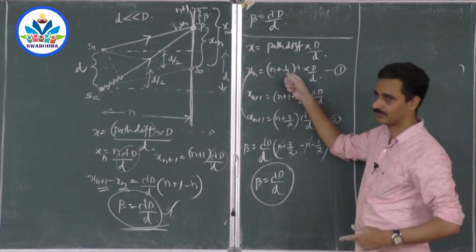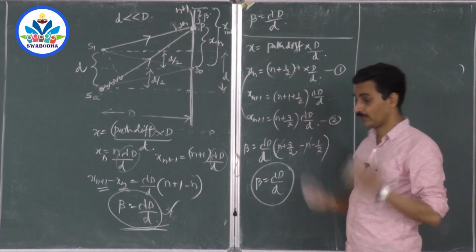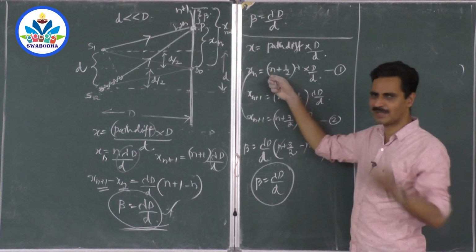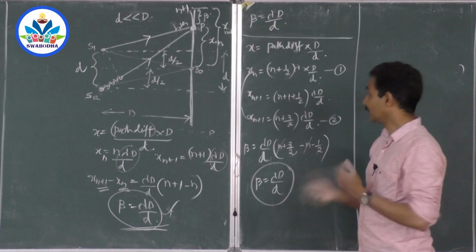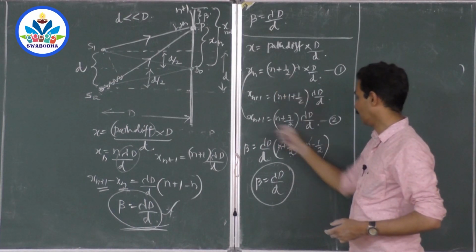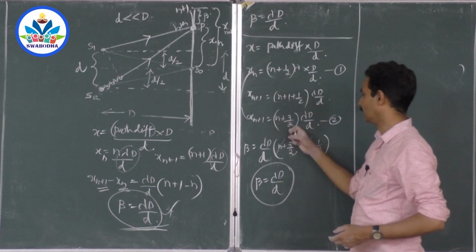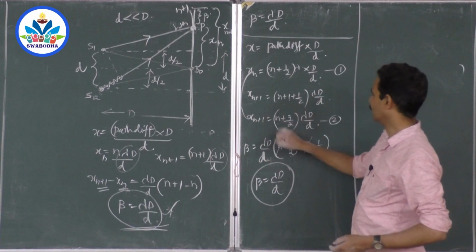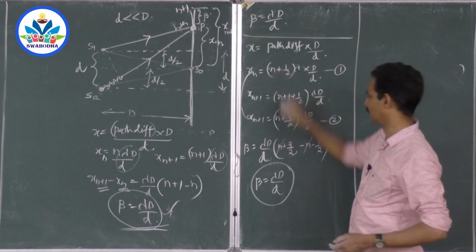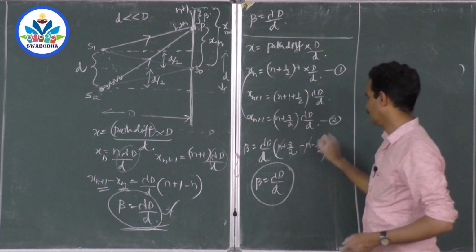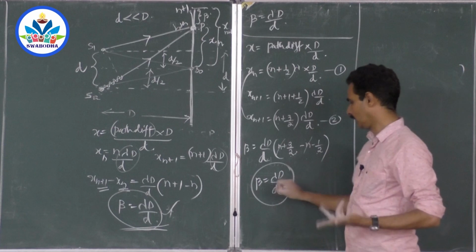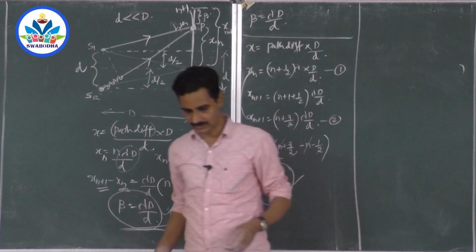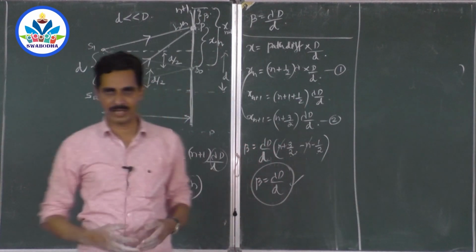This is n plus half for the first dark fringe. For the first dark fringe, half lambda difference, 0 if you put. But we are generalizing it. n plus half. For the next dark fringe, you have to put one more, n plus 1 plus half, that is n plus 3 by 2. Subtract these two, lambda D by d you take common. Then the remaining subtraction, n plus 3 by 2 minus n minus half: 3 by 2 minus half is 2 by 2, 1, lambda D by d. So this is the expression for the distance between two successive bright fringes or two successive dark fringes.